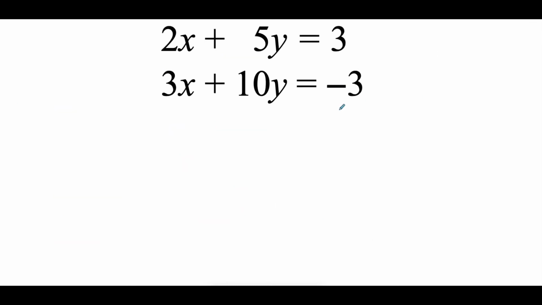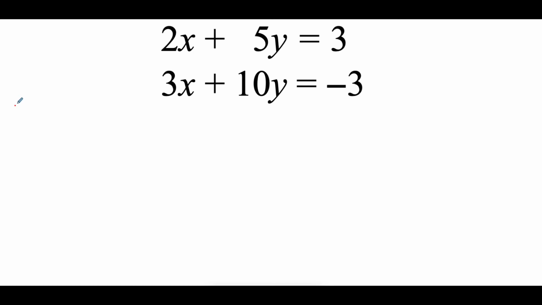As we take a look at our next example, we've got 2x plus 5y equals 3, and 3x plus 10y equals -3. So again, we're going to look at the variables first. As far as the x's go, we've got 2x and 3x. Now there's not really a nice way to take 2x and multiply it by something to get 3 as your answer. So now if we look at the y's, we've got 5y and we've got 10y. There will be a nice way for us to multiply something by 5 and end up getting 10 as our answer. So here's what we're going to do.